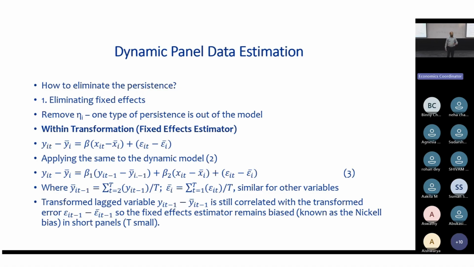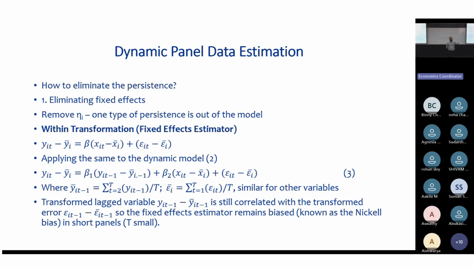This typically comes into the case where we are dealing with a micro panel. What is a micro panel? A micro panel and a macro panel. In a micro panel, N is more, T is small. That's a micro panel. Macro panel is the opposite. This Nickell bias typically comes into micro panels where you have a smaller number of time observations.